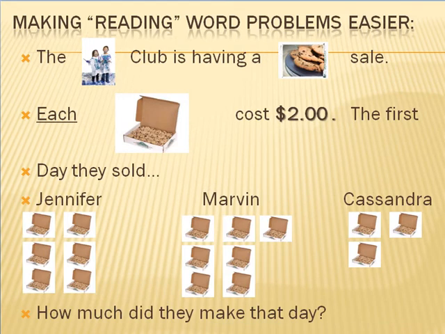So you can make it a lot easier by actually putting in pictures. For example, the kids' art club, they're kind of painting, is having a cookie sale. Each box of cookies costs $2. The first day they sold, and then it breaks it down. This is how many boxes Jennifer sold, this is how many Marvin sold, and Cassandra sold. So how much did they make that day? Well, obviously I can add that up and determine how much they made in one day just by counting the pictures hands-on, right?